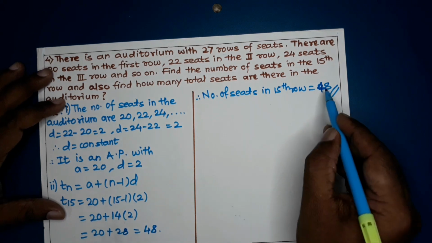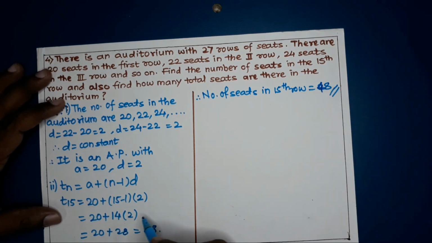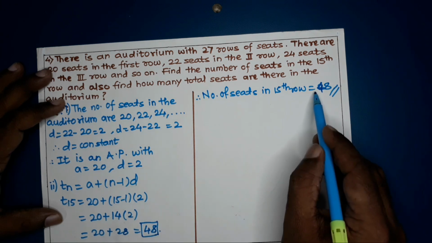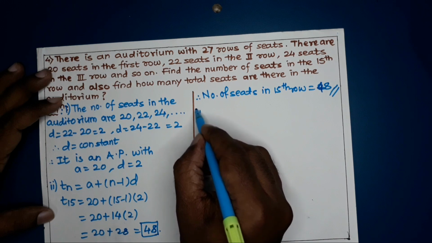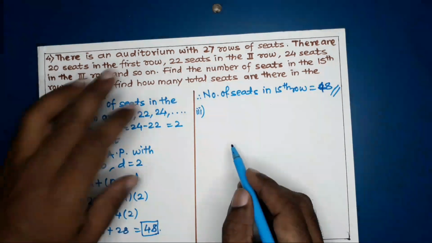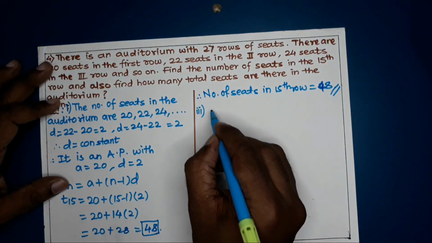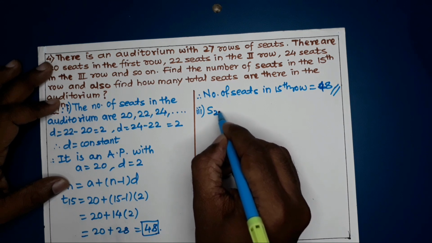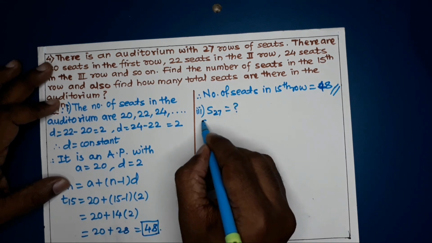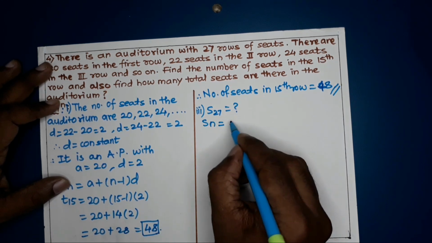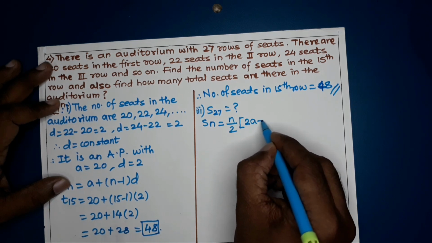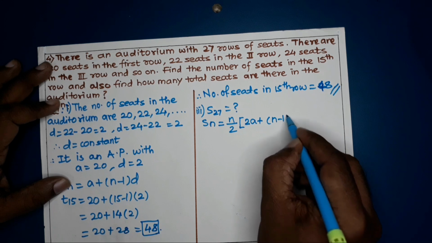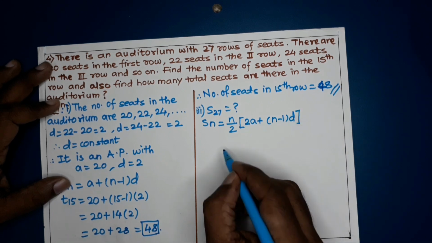Most of the students make a similar mistake. They get the correct answer, but while writing it again in words they make a mistake. So avoid such type of mistake. Now we have to find the total number of seats in the auditorium, means we have to find S27. So write the formula for Sn. Sn is equal to n upon 2 into bracket 2a plus n minus 1 into d.